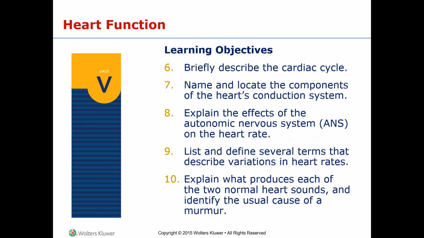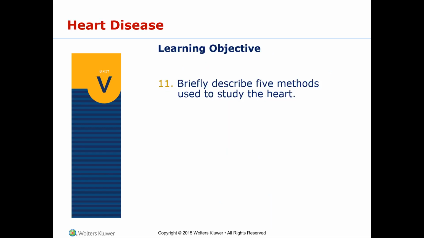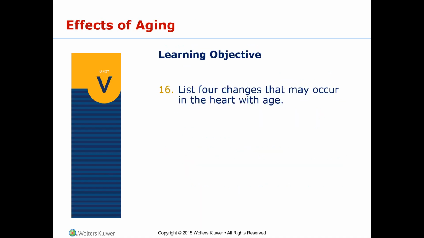And we'll also look at, as I said, the cardiac cycle, the heart's conduction system, and how the heart rate is regulated with the autonomic nervous system. We'll define some of the terms in relation to the heart rate, and we'll look at what are the normal sounds when you are listening to the heart through a stethoscope, as well as some abnormal sounds that are caused by a murmur.